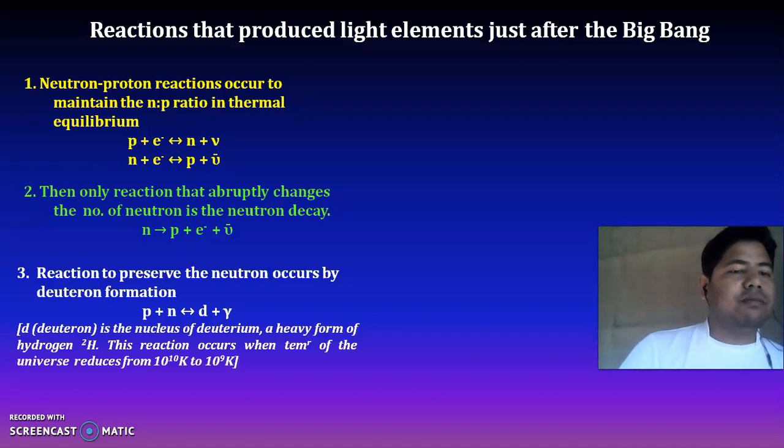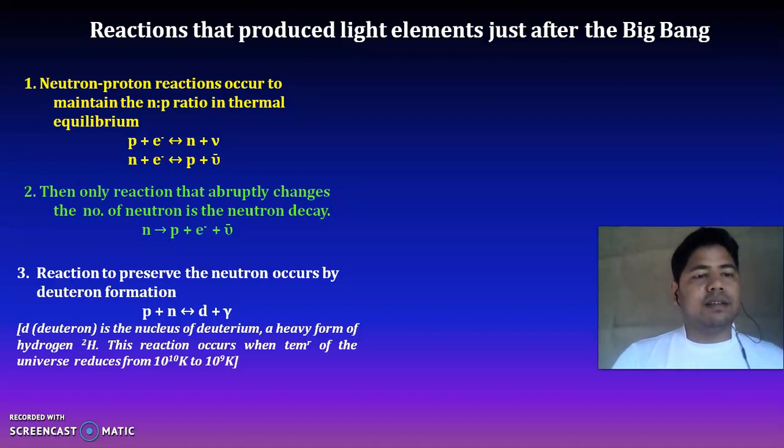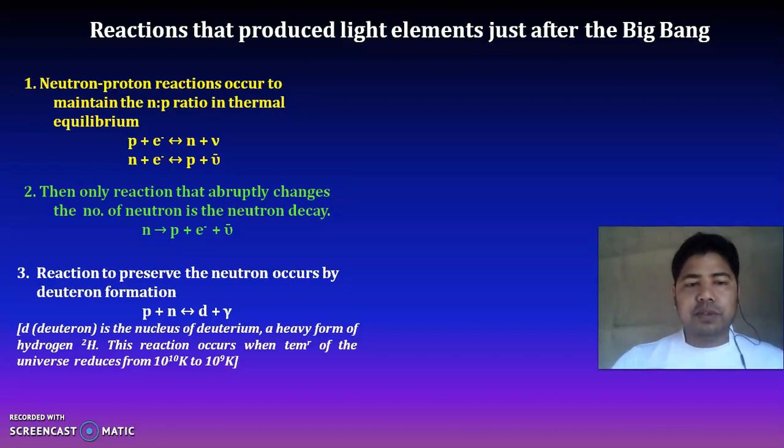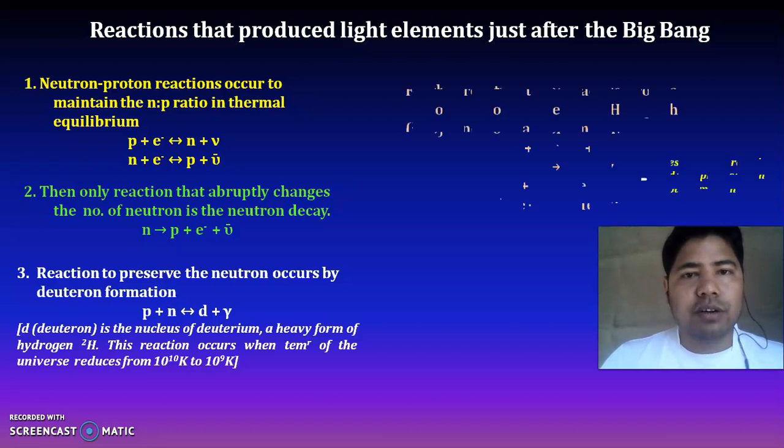But here we need to say that the deuteron is the nucleus of deuterium, a heavy form of hydrogen, hydrogen-2. This reaction occurs when the temperature of the universe reduces from 10 to the power 10 Kelvin to 10 to the power 9 Kelvin. The temperature of the universe is gradually decreasing with time, and the reaction processes are going on.